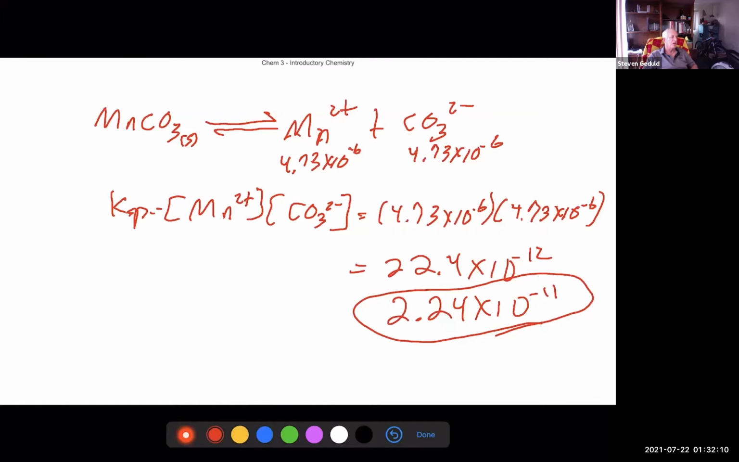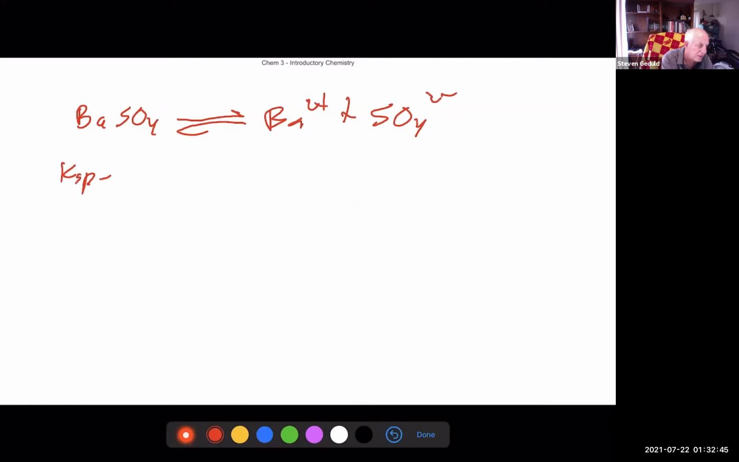It says the solubility product of barium sulfate is 1.08 times 10 to the minus 10. If barium sulfate is dissolved in pure water, what is the concentration of barium ions? So let's write the expression, barium sulfate. That's a solid, breaks down into Ba2+ and SO4 2-. And you know the solubility product, KSP, is equal to 1.08 times 10 to the negative 10.